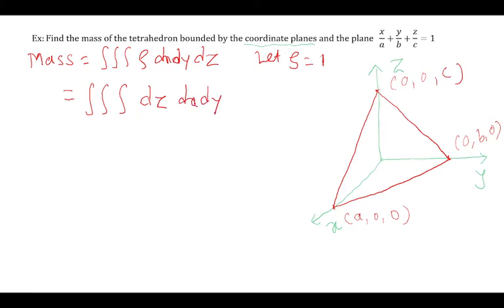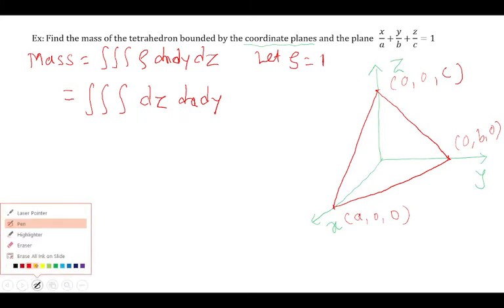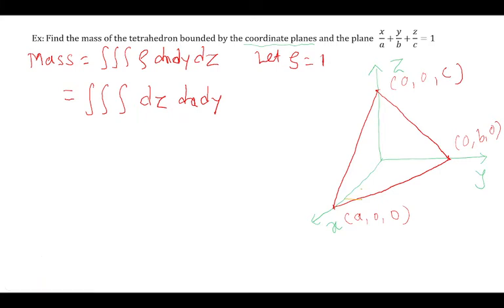Why dz dx dy? Because we are familiar with evaluating the double integral in the xy plane. So this xy plane region is here, and in this region we can easily evaluate our double integral. So it's better to take the height of the solid first. So we should get the limits for z.